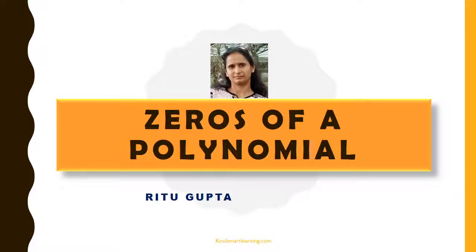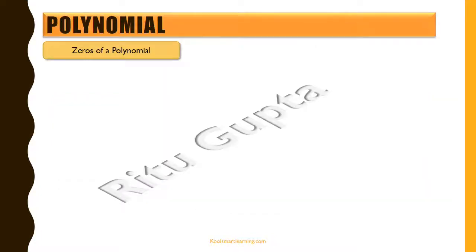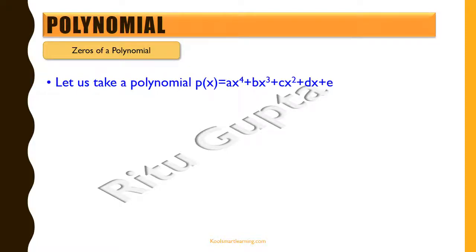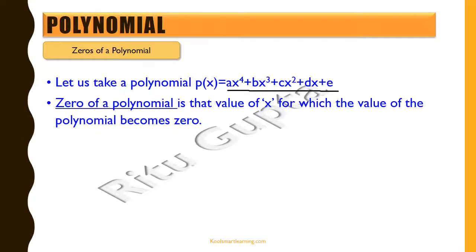Hello friends, in this session we will be talking about zeros of a polynomial. So friends, let's take a polynomial p(x) such that p(x) is equal to ax^4 + bx^3 + cx^2 + dx + e. Now the zero of this polynomial is that value of x for which the value of this polynomial p(x) becomes 0.